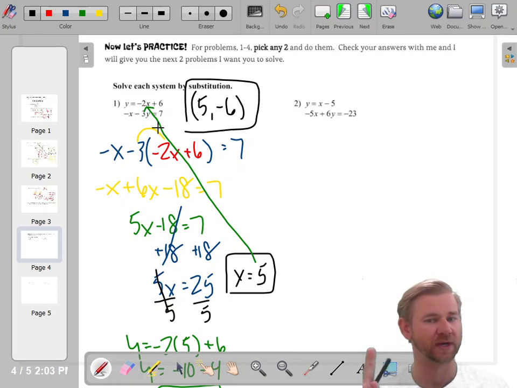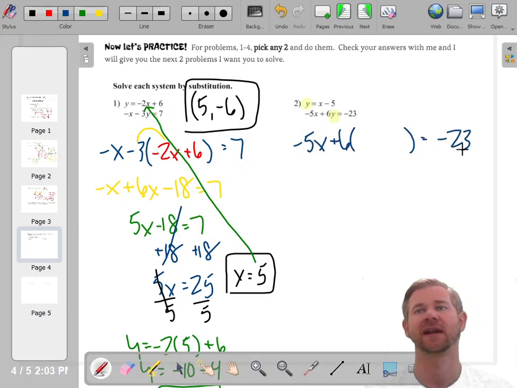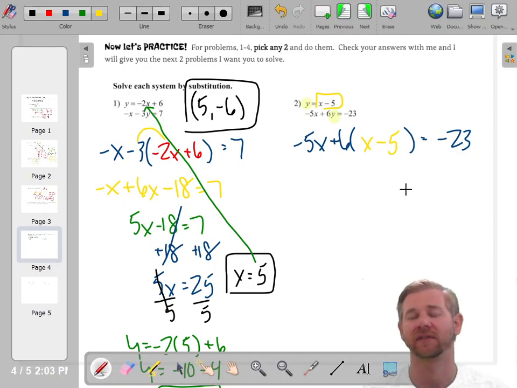Sweet. One down. Let's do another one just like that. I'm going to do a substitution. Instead of y, I'm not going to write y. So I'm going to say -5x plus 6. Don't write y. You're only allowed to write x's now. Instead of y, I'm putting what y equals. That is x minus 5.